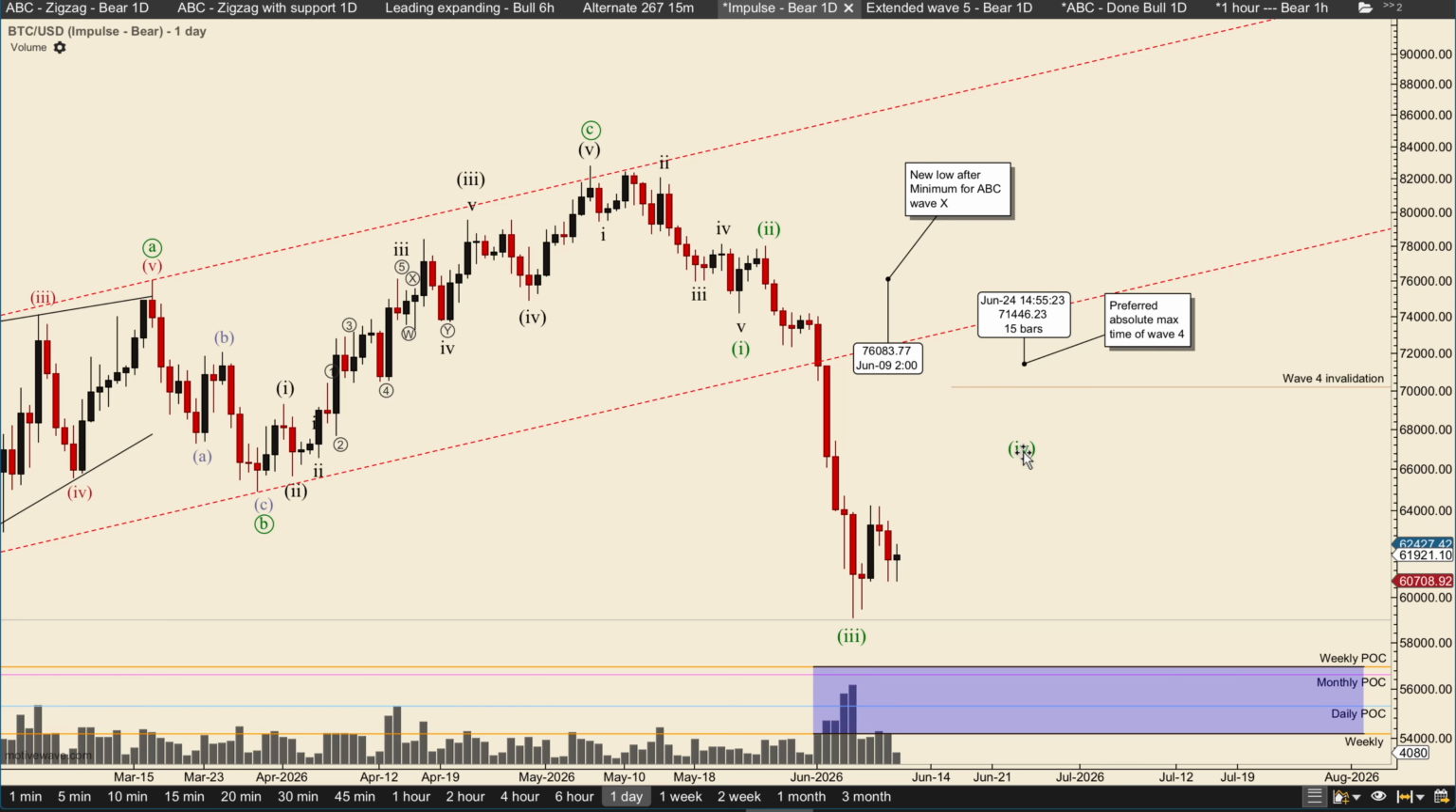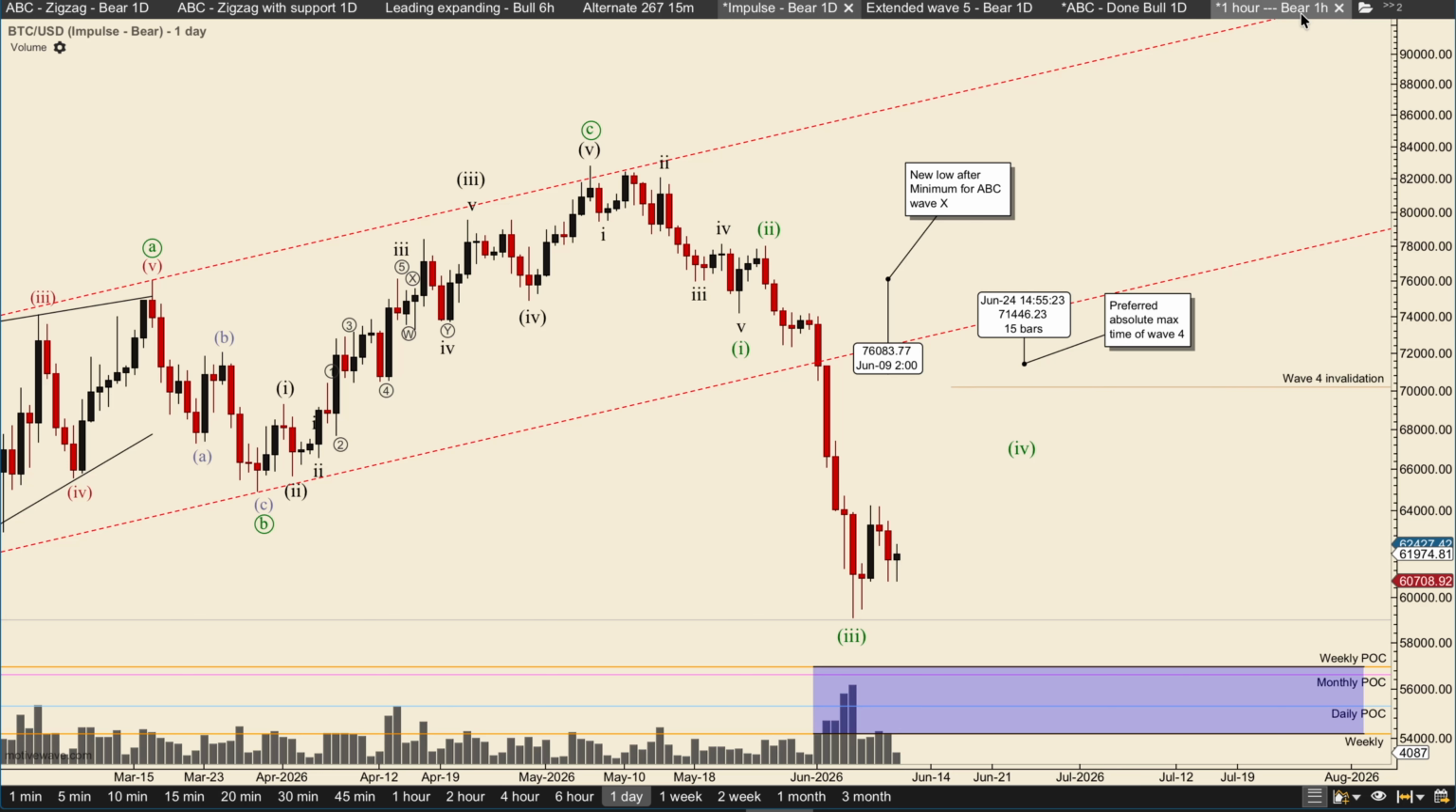And also we have quite some wiggle room to play with a wave 4. So either if we have the leading diagonal, as I mentioned on the lower time frame, so like this A, B, C, it is totally fine unless we move past this date. So we basically have all this room and all this time for a wave 4 to complete. And it's not unusual at all if we take more time for a wave 4, because they tend to be longer than wave 2s. So here I have written preferred absolute max time of wave 4 at June 24. This is where we should be done with our wave 4.